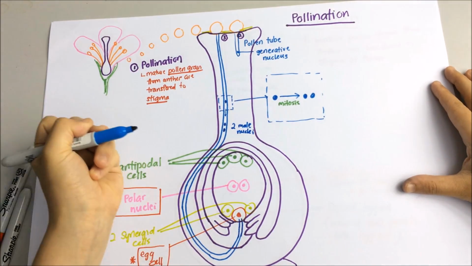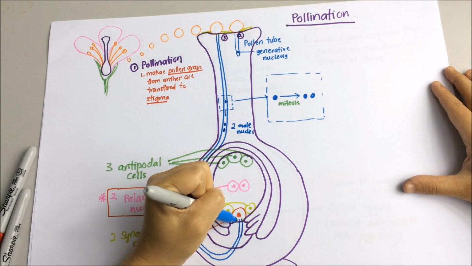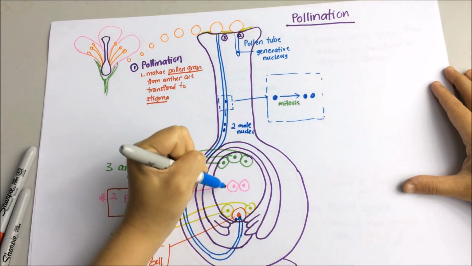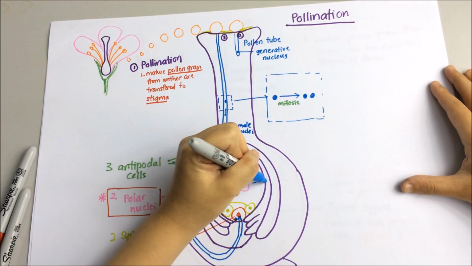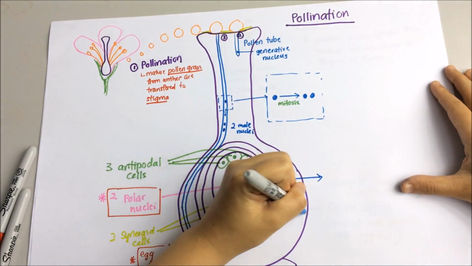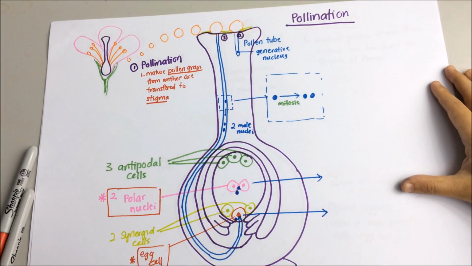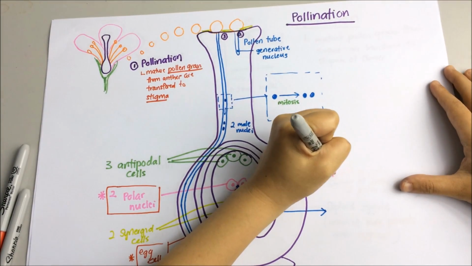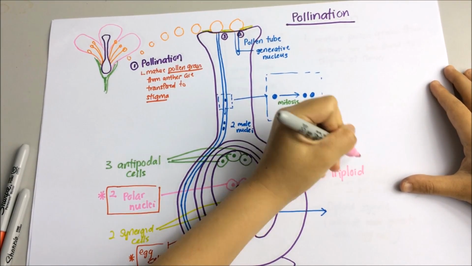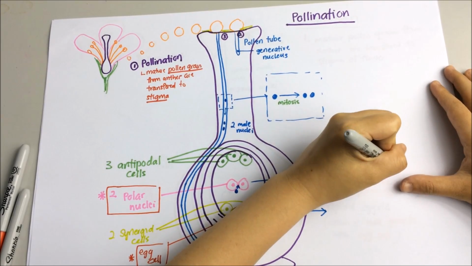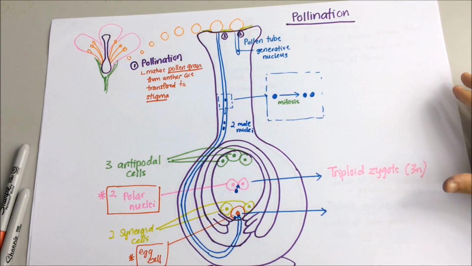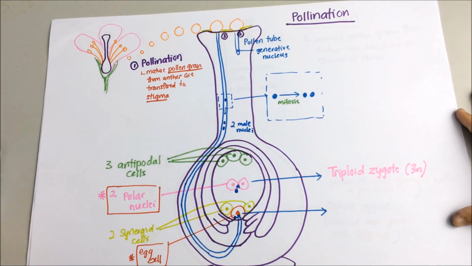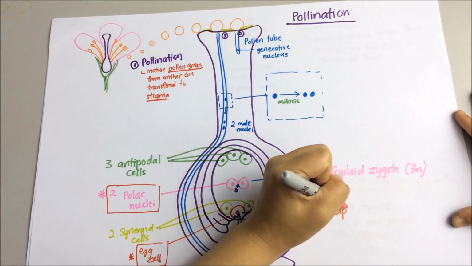So the pollen tube will grow towards the ovule, and once it penetrates the ovule, the tube nucleus will disintegrate. The two male nuclei will enter the embryo sac. One male nucleus will fuse with the polar nuclei to form a triploid zygote, while another male nucleus will fuse with the egg nucleus to form a diploid zygote.